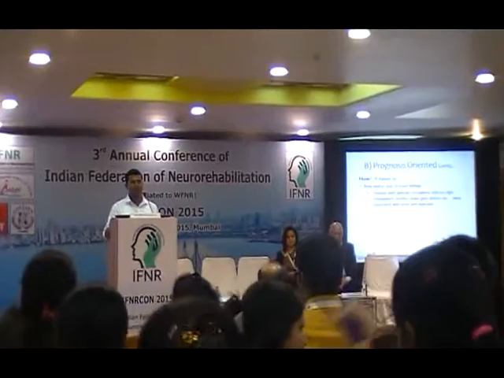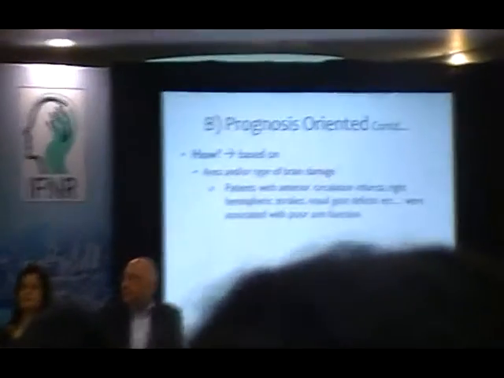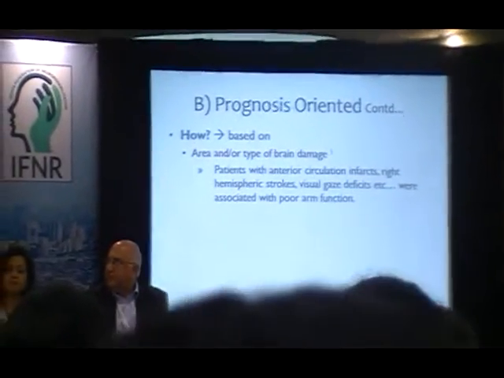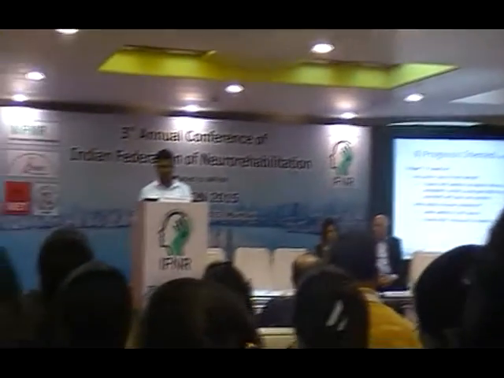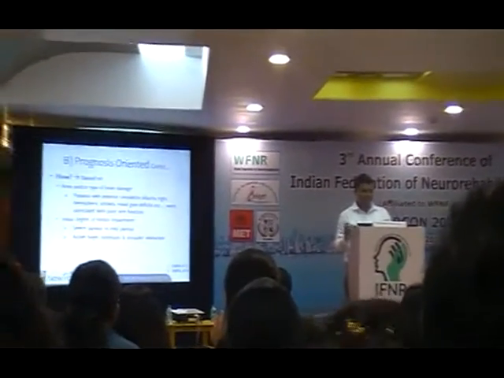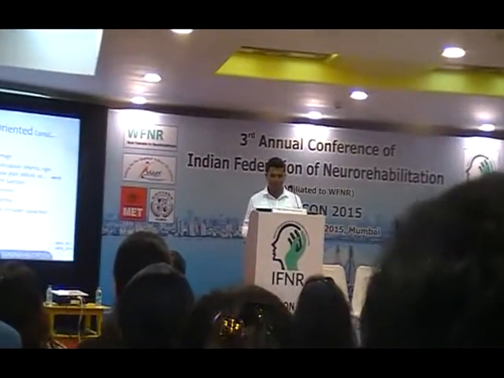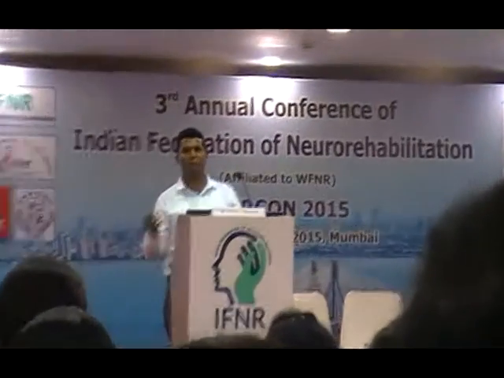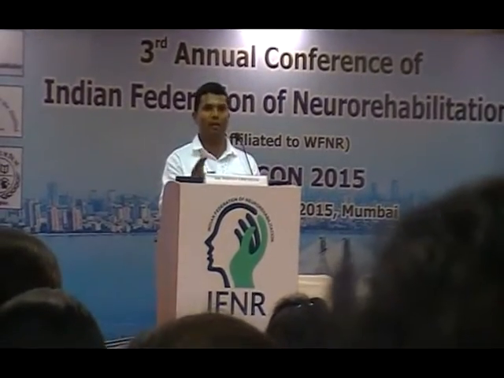Number one is based on the area and/or type of brain damage. For example, patients with anterior circulatory infarct, right hemispheric stroke, or visual gaze deficit will usually have a poor recovery in terms of upper extremity recovery. Second is the initial degree of motor impairment. As we know, a severe paresis of one side will have a poorer recovery than a mild paresis. Similarly, active finger extension and shoulder abduction in the first week after stroke is a strong predictive factor that the hand will get quite good recovery.